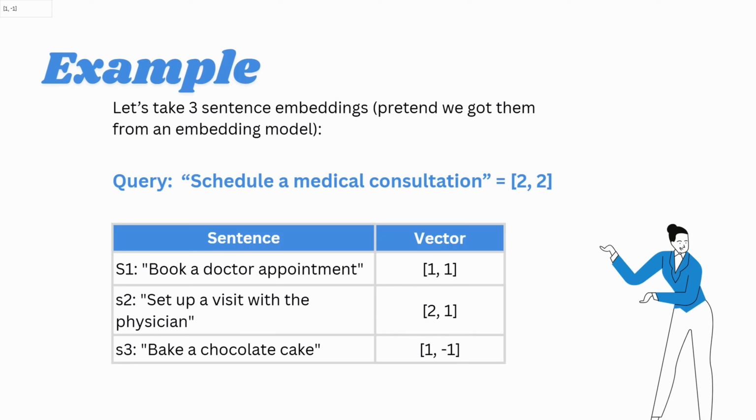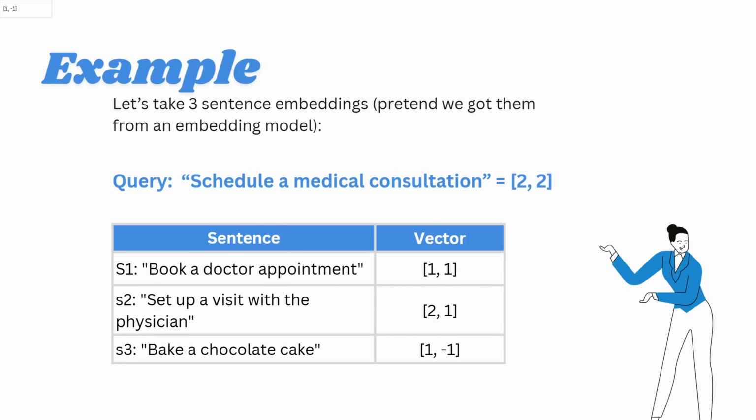Let's now walk through a simple example to see cosine similarity in action. We will take three sentence embeddings. Let's pretend we got these from an embedding model.